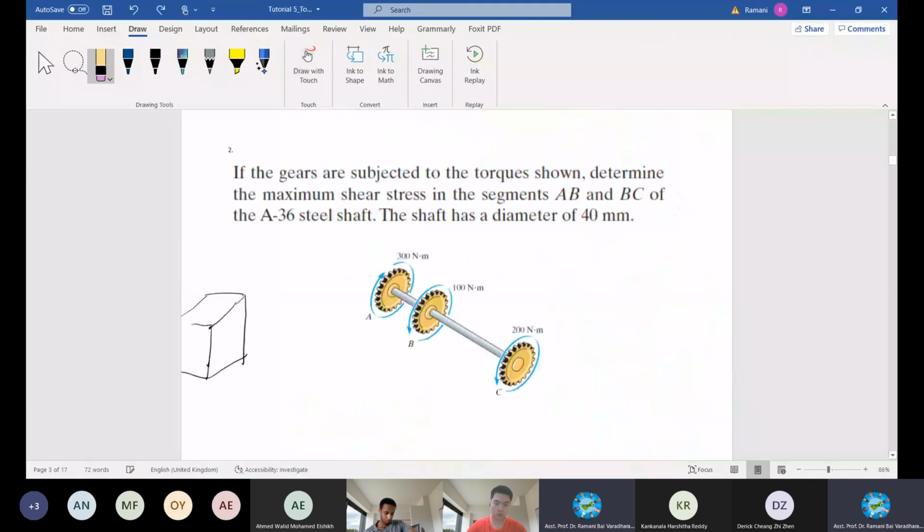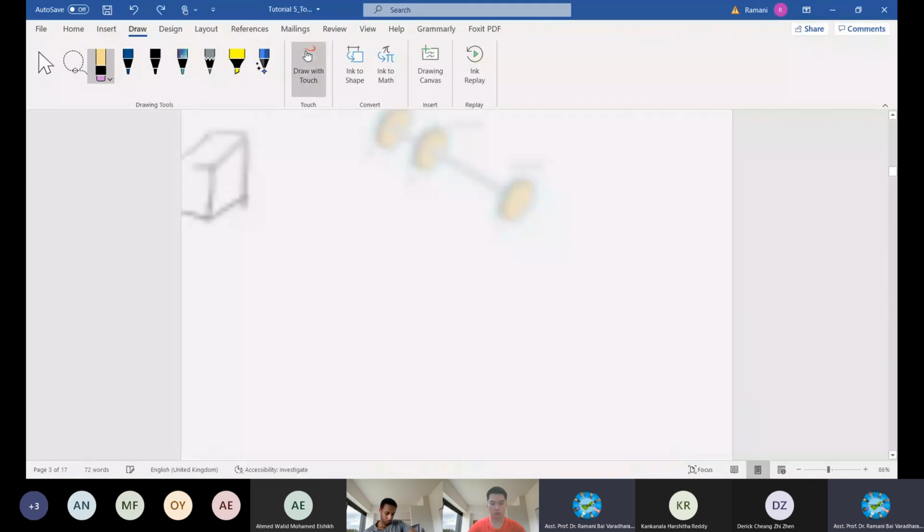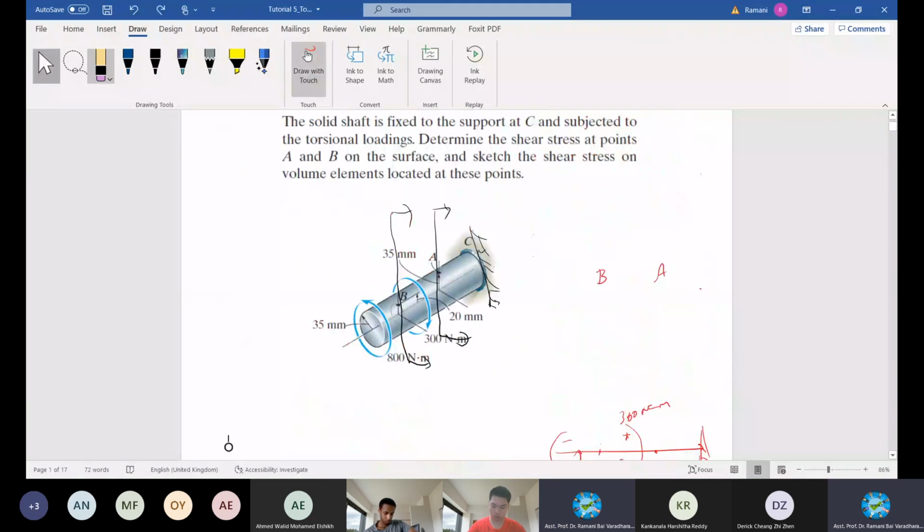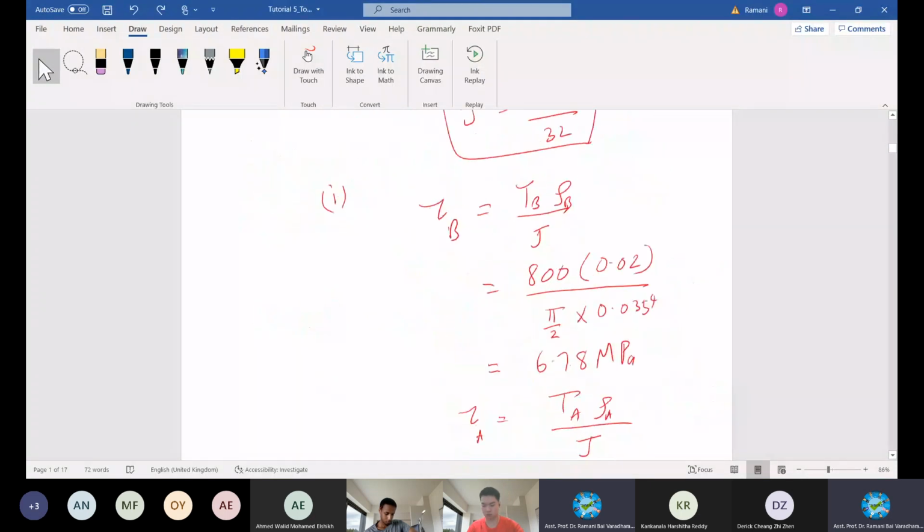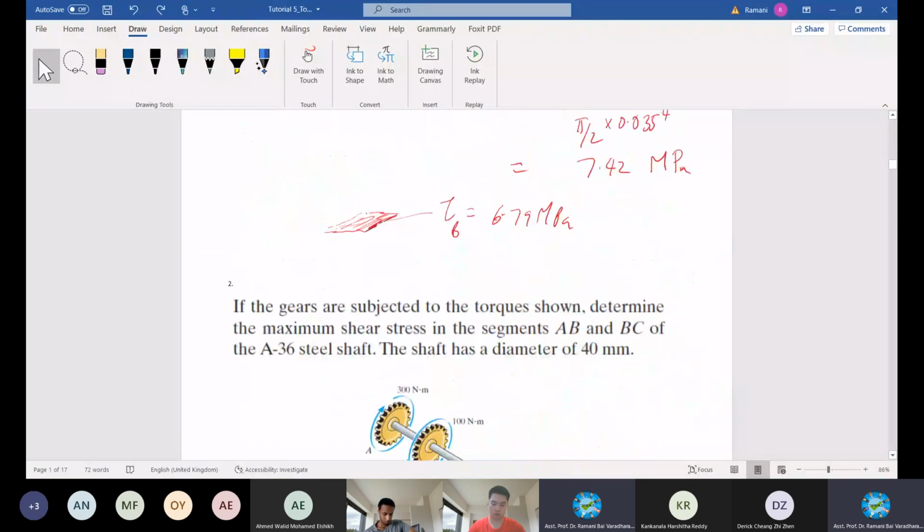I draw it separately. What's happening, Lord? Just leave it. I do a separate one.